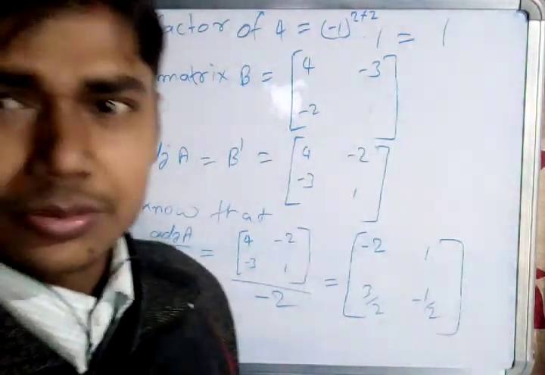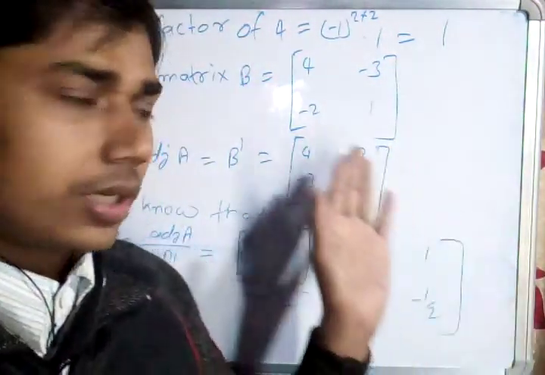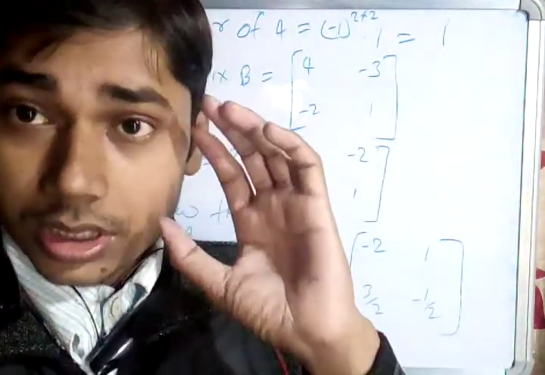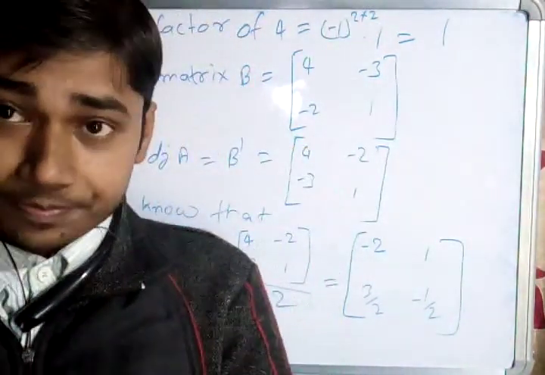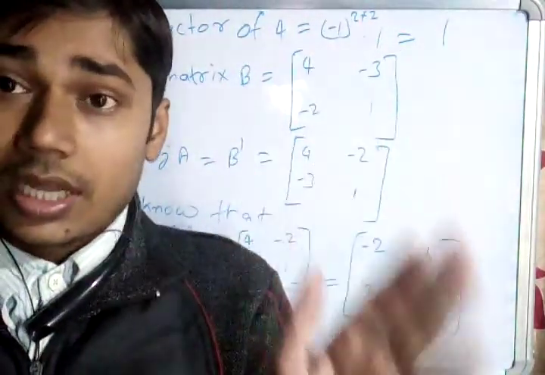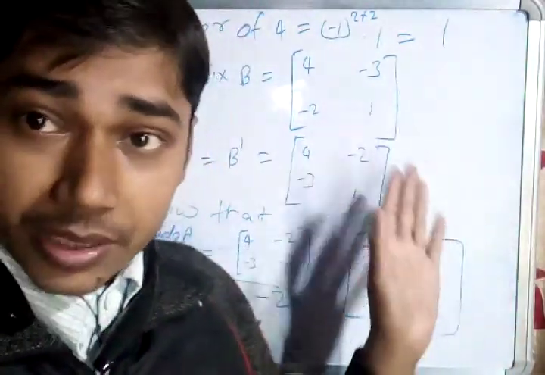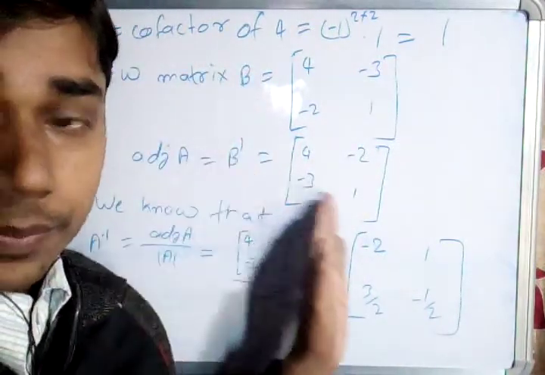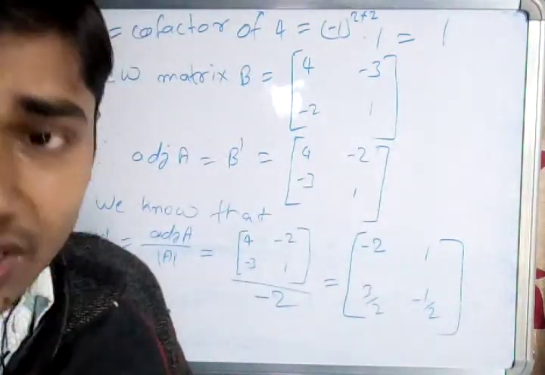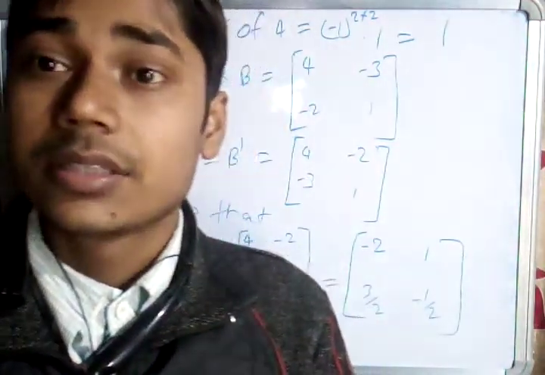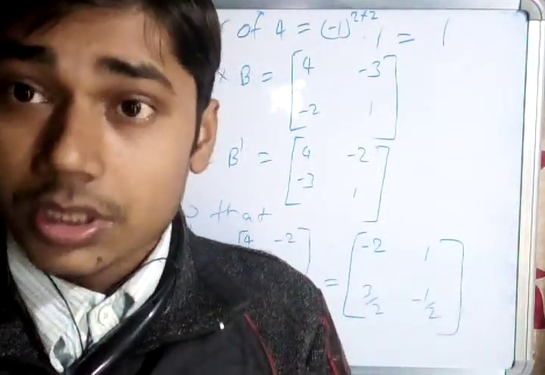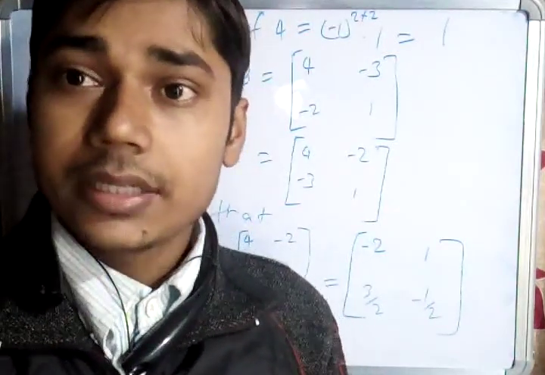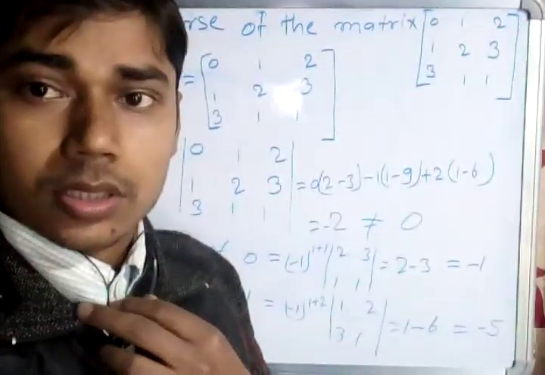This is how we find the inverse of A for a second order matrix, and I hope the students have understood this method. Now, how do we find the inverse of a 3 by 3 order square matrix?